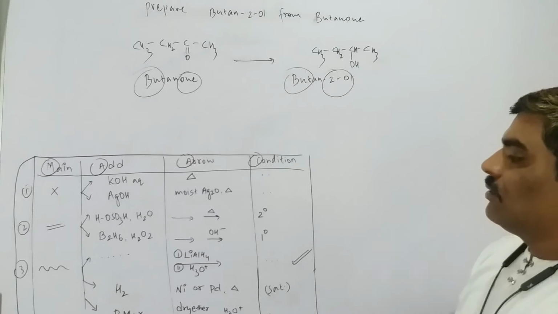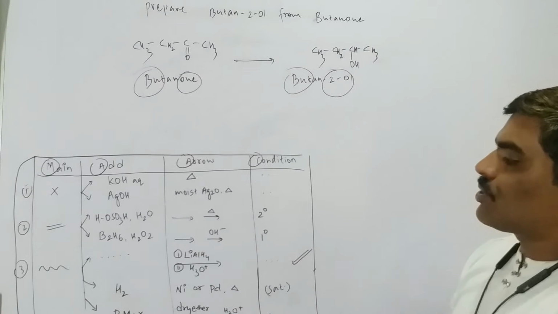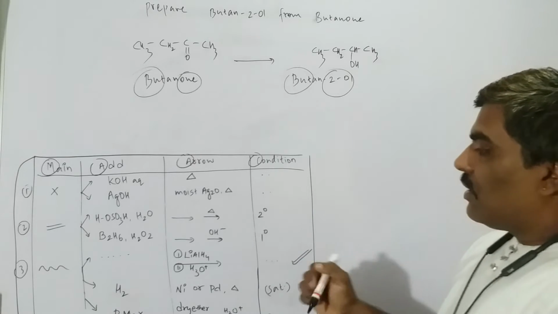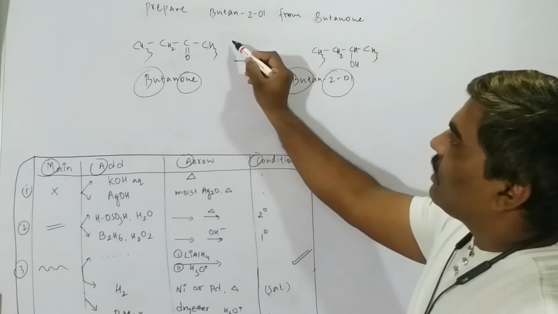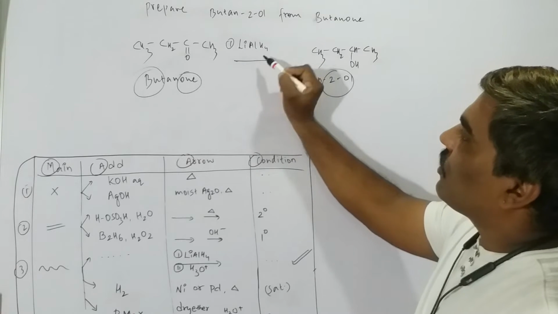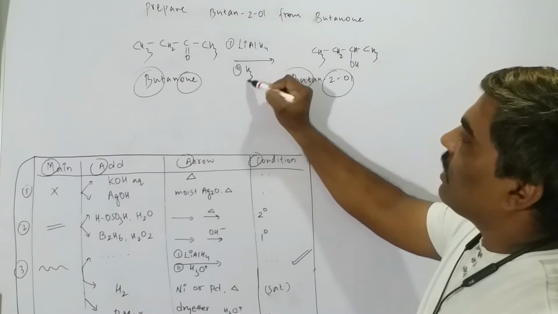But here, both can be used. You have to understand this. Means, here I can use both. I can write this also: lithium aluminium hydride, then H3O plus.